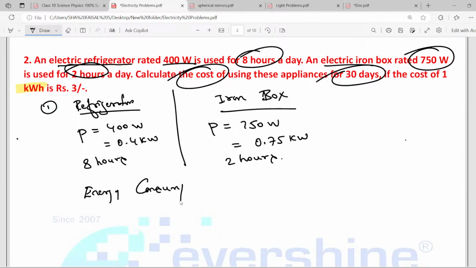So first let me calculate the energy consumption per day. Energy consumption, that is nothing but E is equal to, as we know the formula, P into T, power. This is energy consumption of what? Refrigerator. Let me solve separately.